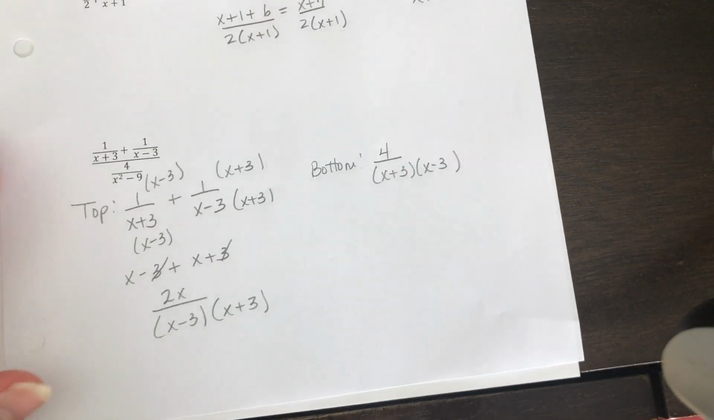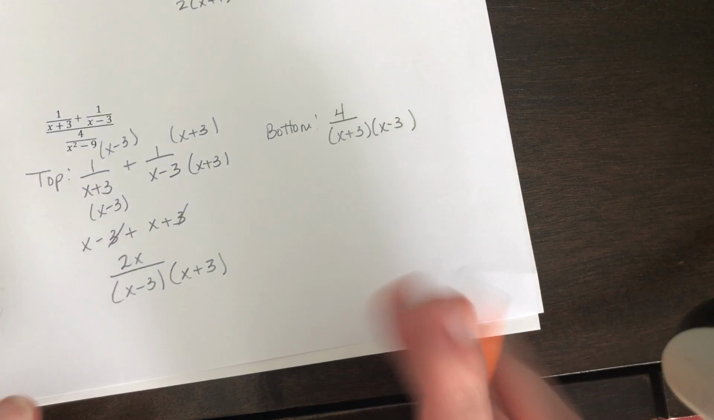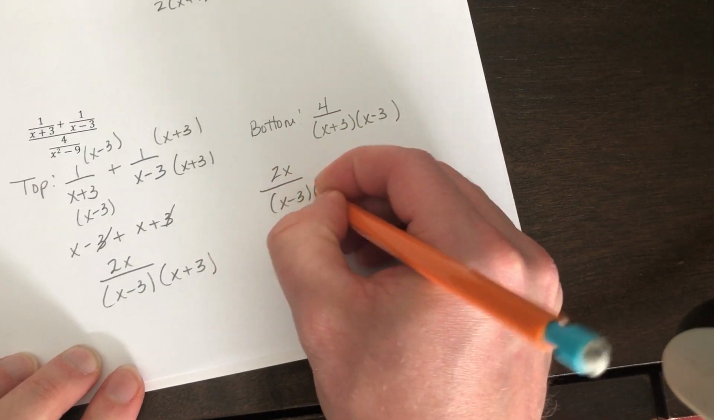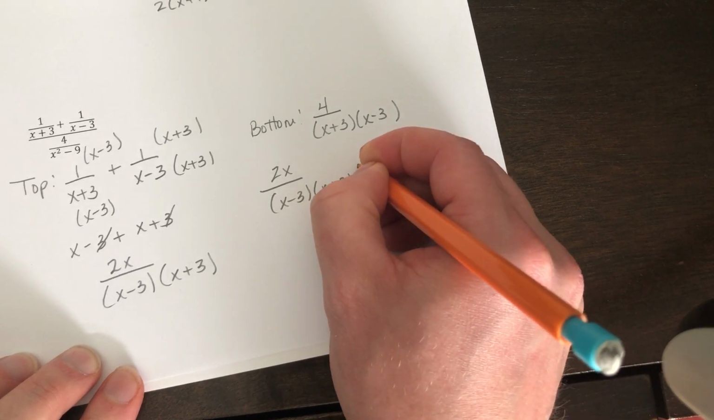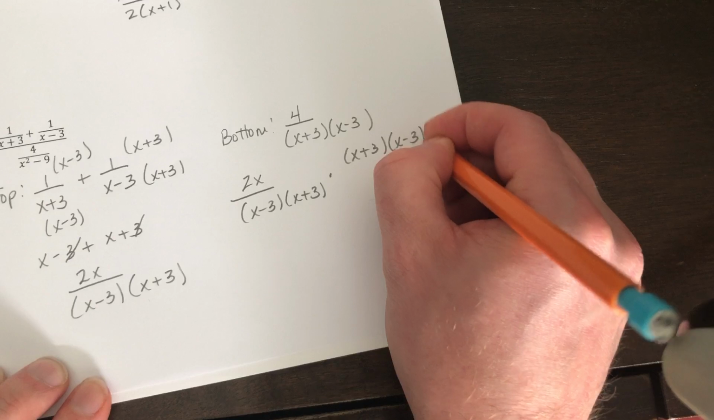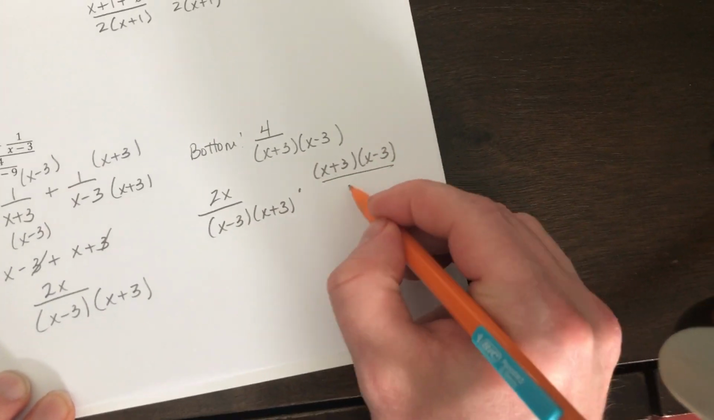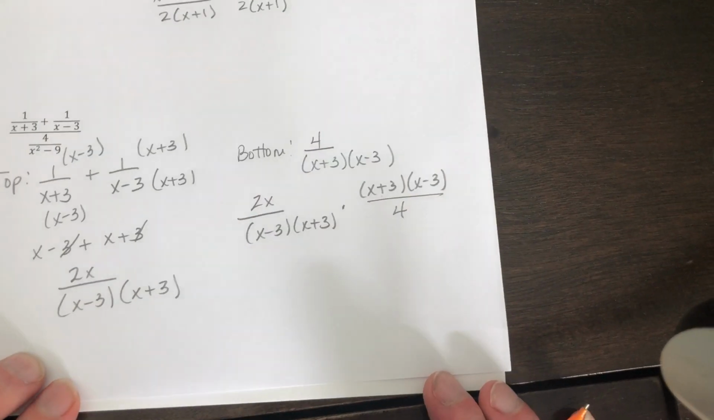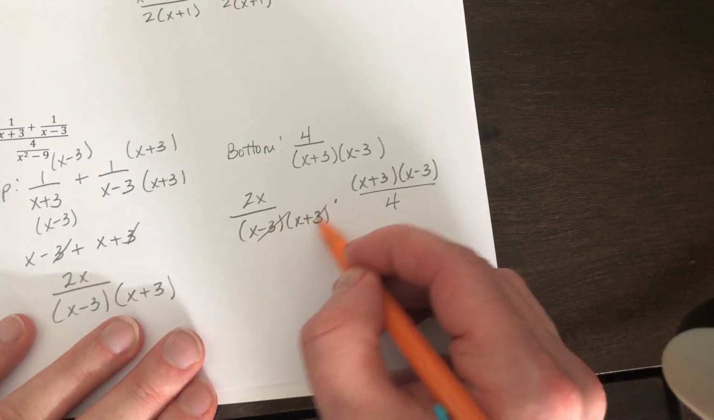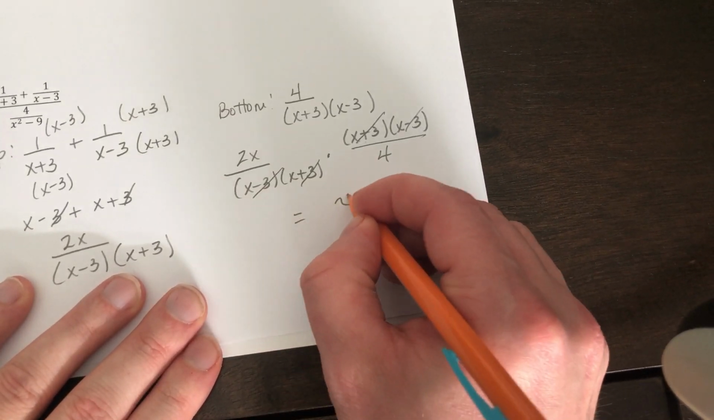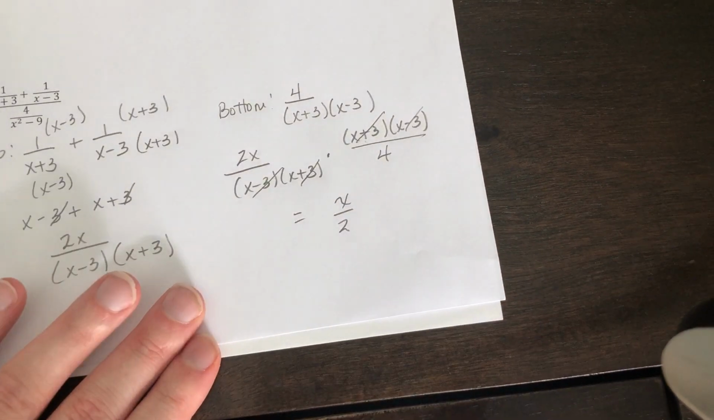So we're going to keep the top fraction and multiply by the reciprocal of the bottom. So we got 2x over x minus 3, x plus 3 times x plus 3, x minus 3 over 4. Sorry, I hit my camera. So your x minus 3s and x plus 3s will end up canceling. The 2 and the 4 cancel, so we're left with x over 2.